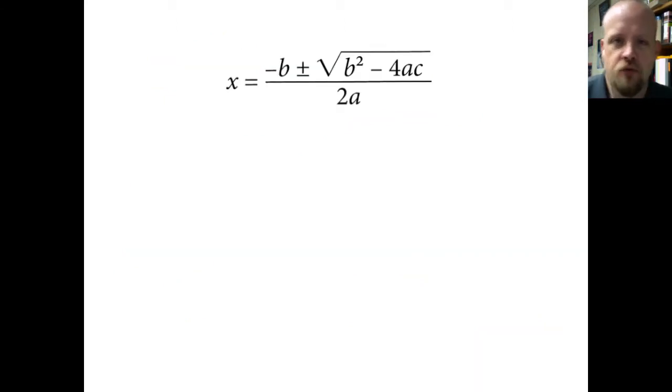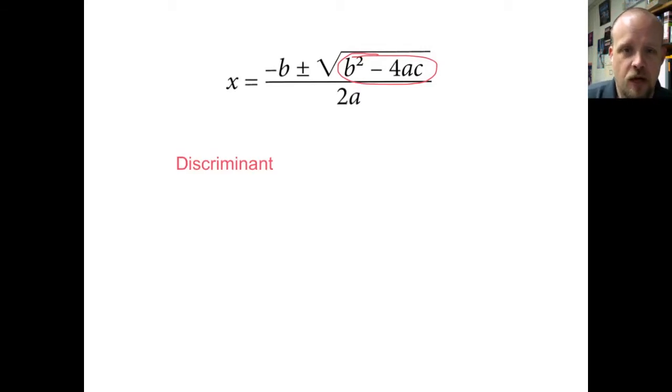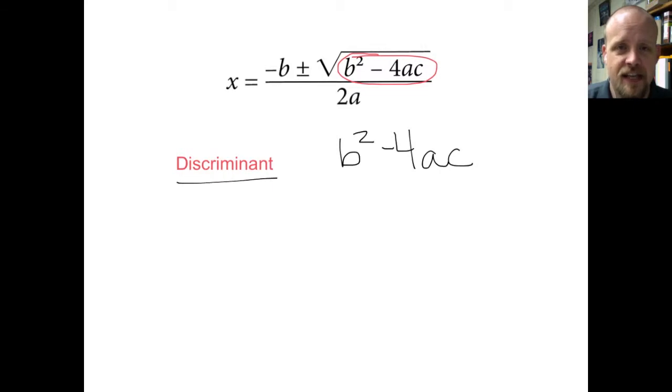So here's our quadratic formula again. Let's look at just the area underneath that square root symbol, that b squared minus 4ac. This is a very special piece of the quadratic formula, and it's called the discriminant. The discriminant, this b squared minus 4ac, tells us something interesting about our quadratic function.